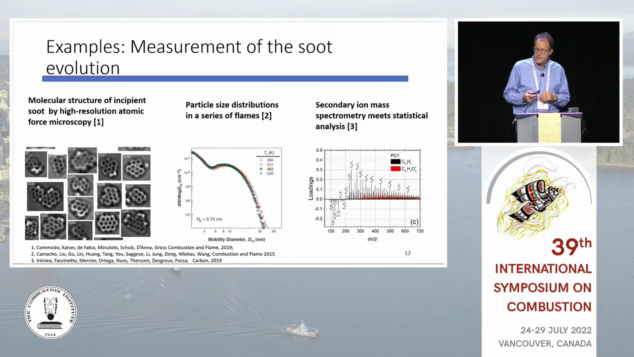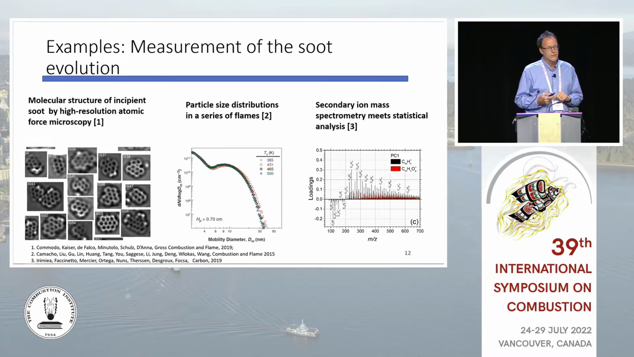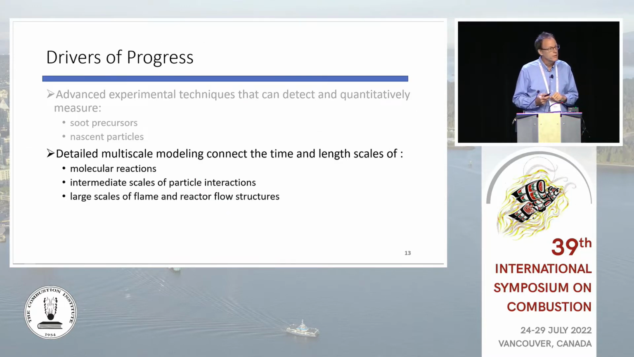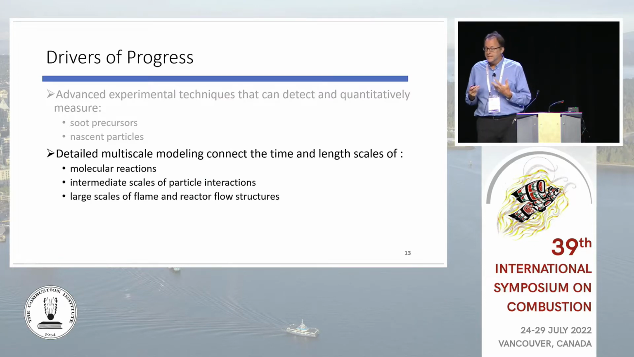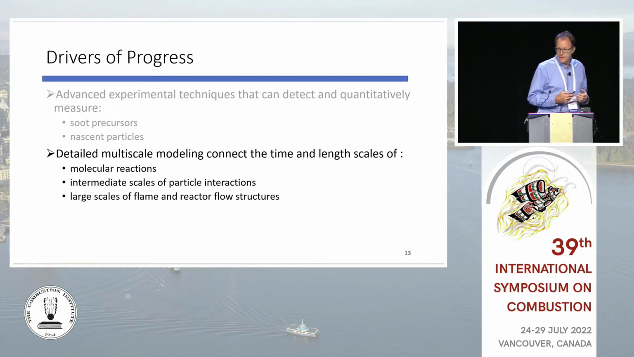And then on the right side is an interesting one where you take secondary ion mass spectrometry and then use statistical analysis such as principal component analysis to look at how the molecules on the soot surface evolve as they move through the flame. So this has really provided a lot of new understanding of soot formation, and that can be translated into flame models.